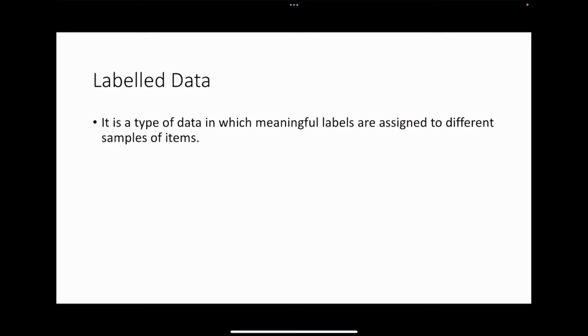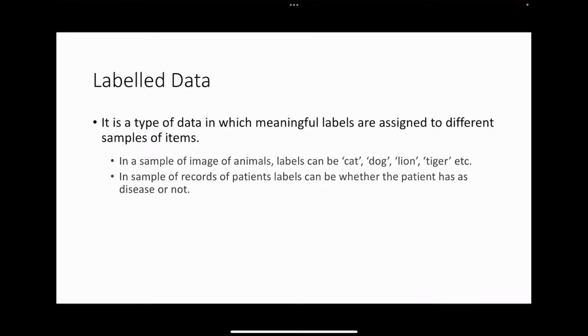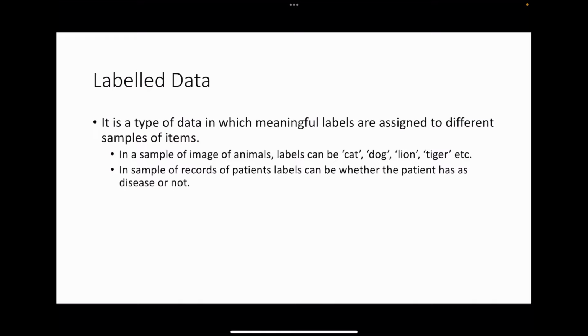So what is labeled data? It is a type of data in which meaningful labels are assigned to different samples of items. In a sample of images, we can consider animals as the labels. For example, labels can be cat, dog, lion, tiger, or anything. In a sample of records of patients, labels can be whether the patient has a disease or not. For example, if you have data of a patient's profile having BP, glucose, and sugar levels, the label for them can be whether the person has diabetes or not.